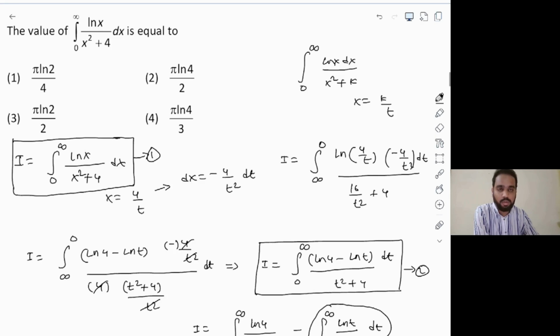Whenever we have the integral 0 to infinity ln of x dx divided by x square plus k, you try to go for the substitution x is equal to k by t, so that you will get the answer in very few steps. It won't take much time to solve these kinds of questions. Okay.